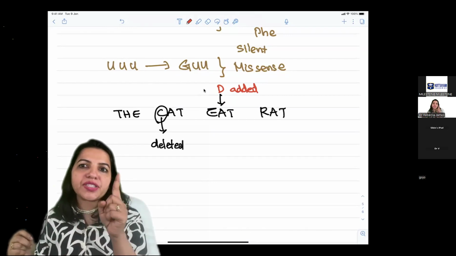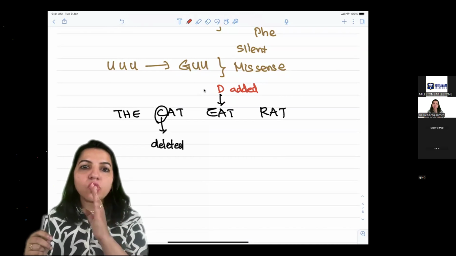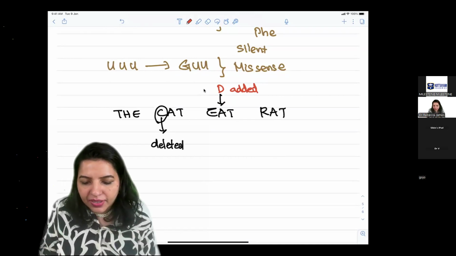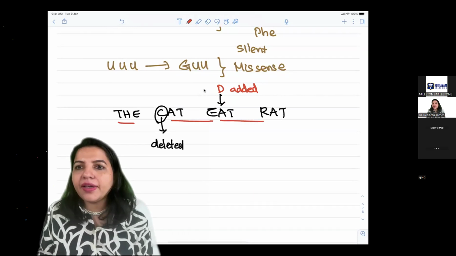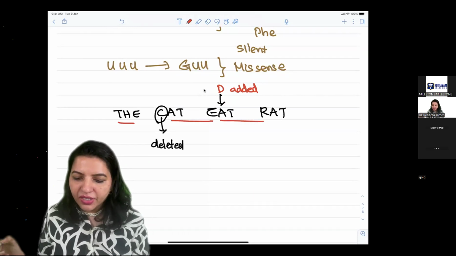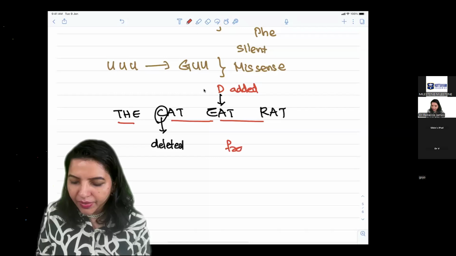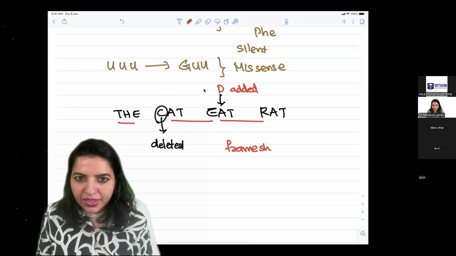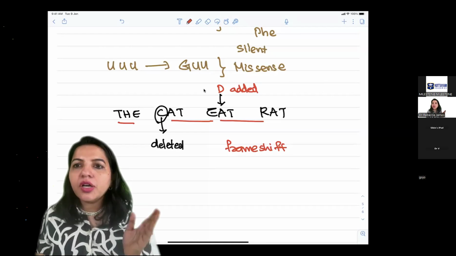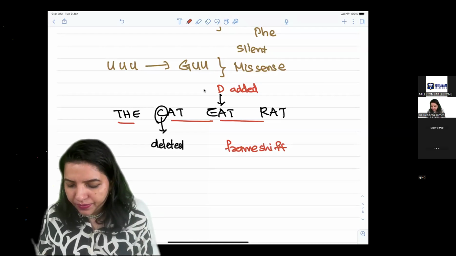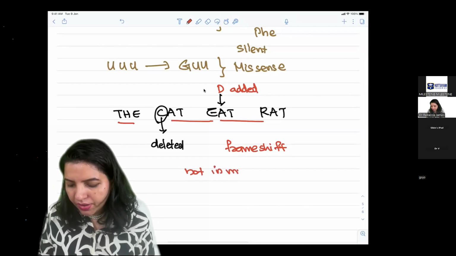Genetic code always has a peculiarity. It is non-overlapping. That is, it is written like this, right? So that is called frame shift. Yes, what you said is right, Aparna. Frame shift is deletion or insertion not in multiples of 3.